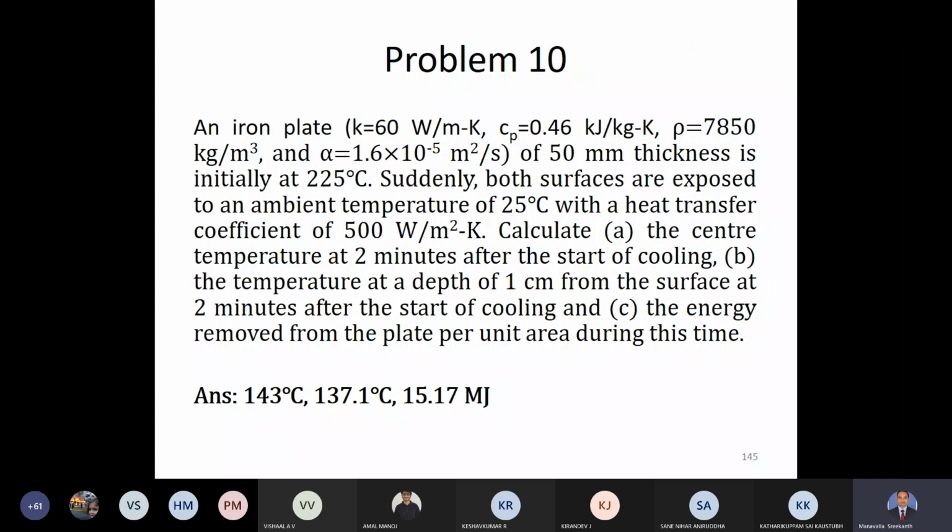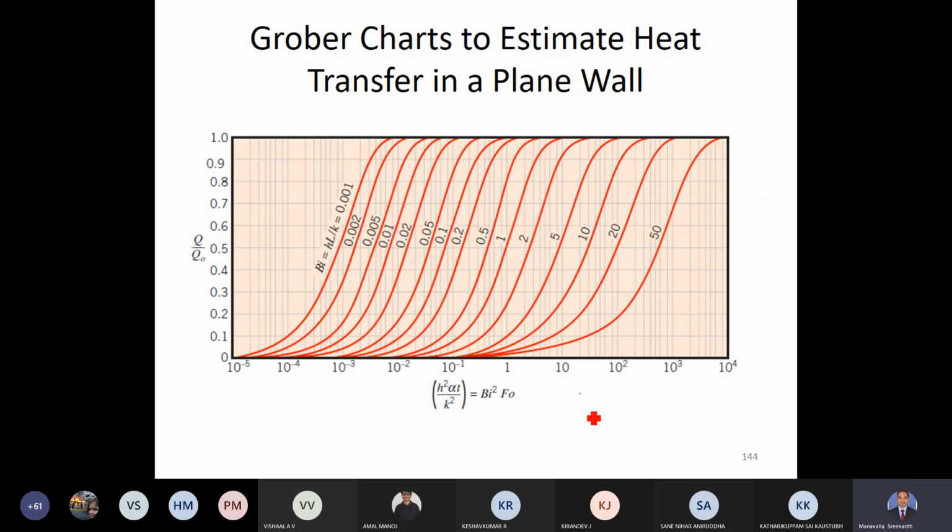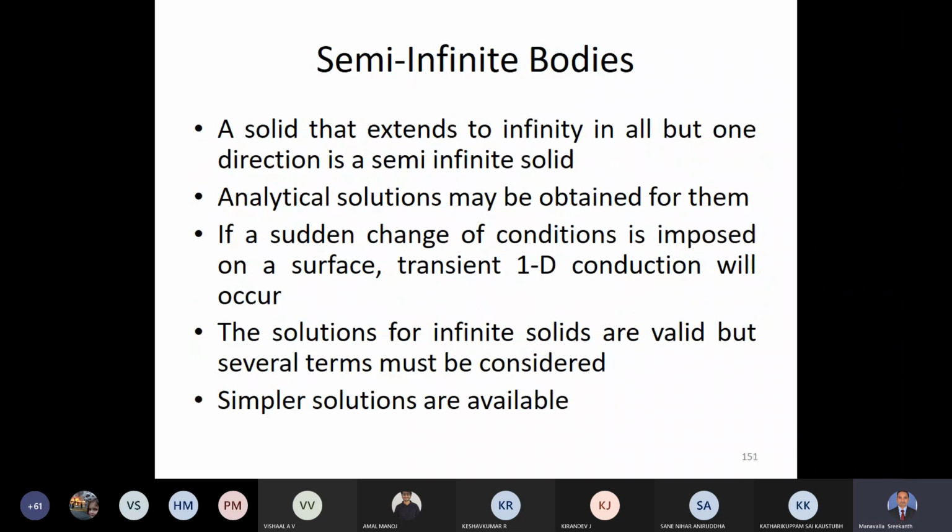So where to find these charts? You can find these charts in the data book, pages 74 to 82. You will find these Heisler as well as Grober charts for the three geometries: plane wall, cylinder, and sphere. Okay, the problems we will take up later. Tomorrow, today we cannot do them.